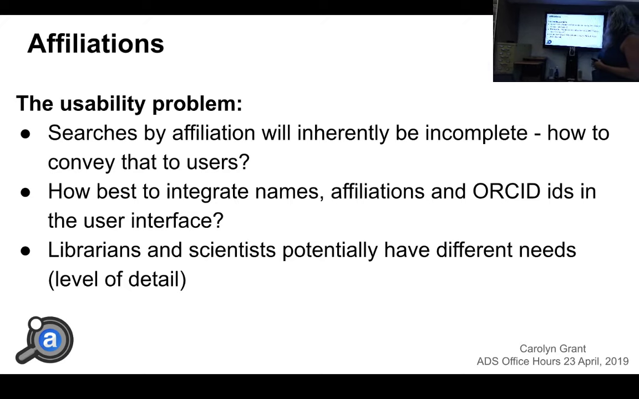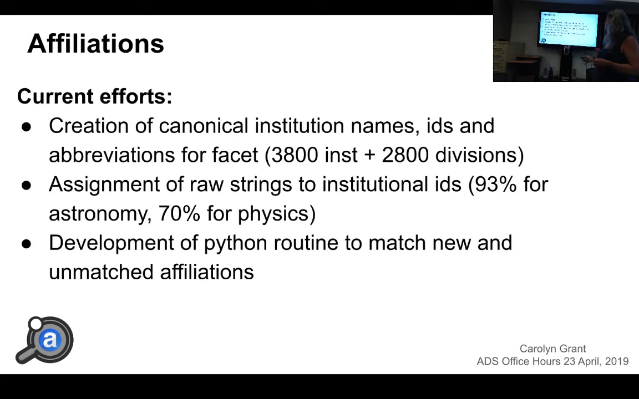And librarians and scientists potentially have very different needs. Librarians typically want to know what the output of their organization is, whereas the scientists might say, I really only want the John Smith that's at X, Y, or Z. And those are really different use cases. So we're trying to please everybody.